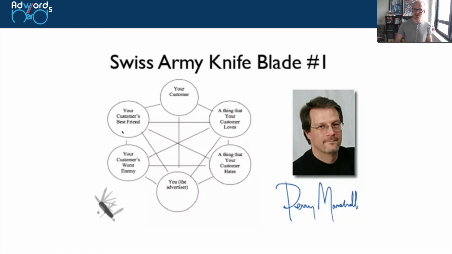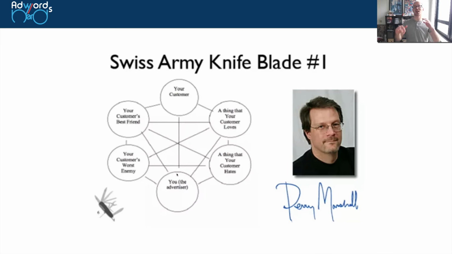Send them to an investor instead, or whatever it is, right? Or I might say your customer's worst enemy, a thing your customer loves, and you, the advertiser. So if the worst enemy is the realtor, a thing your customer loves is selling their house, and you, the advertiser, is you. Right, so I have to tie all these things. So I might say, never sell your house to a realtor. Instead, sell it to an investor, right? So it's just a way of generating a lot of copywriting ideas.